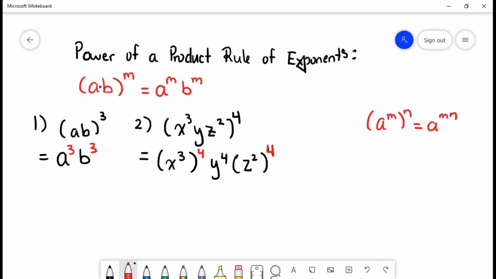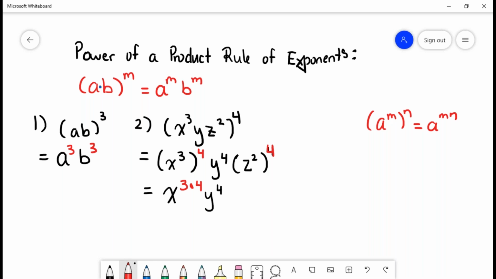So now we've applied the power of a product rule of exponents, but we also need to take a look at this and apply the power of a power rule. Over here we have x to the power of 3 raised to the power of 4. As the power of a power rule states, you keep the base as is, but multiply the exponents, which is what we're going to be doing now. So we have base x, and 3 times 4. And now we just have y to the power of 4.